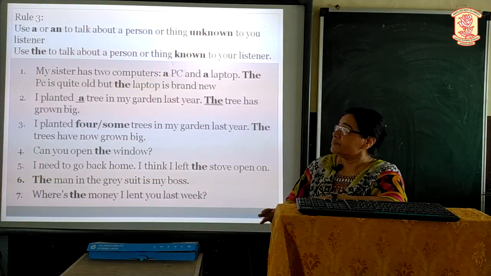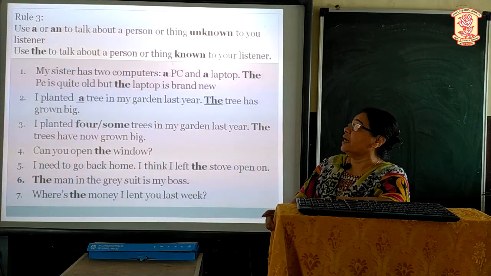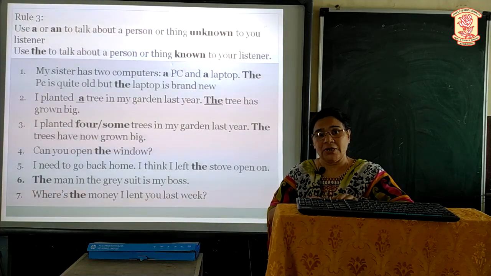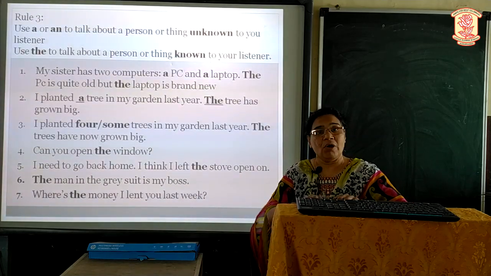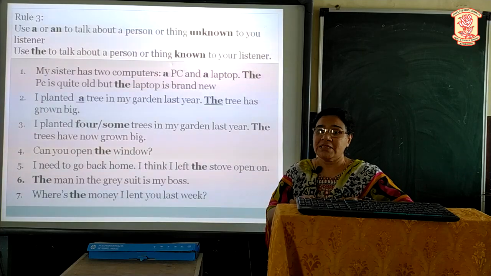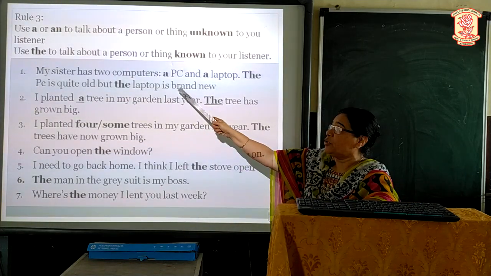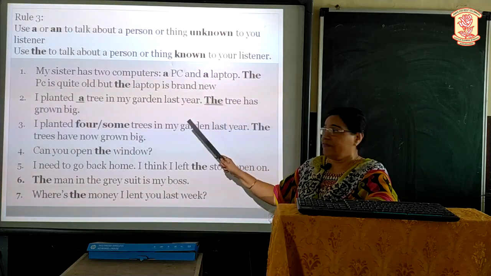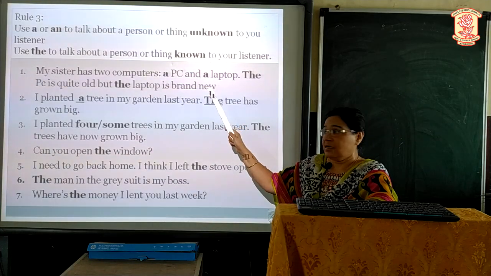Rule number 3. Use a or an to talk about a person or thing unknown to you or the listener. If you are talking of any person or substance or thing for the first time, you use a or an. And after that when you use it again, you use the. See the example here: my sister has 2 computers, a PC and a laptop. So you are unaware of this PC and laptop, so you have used a.